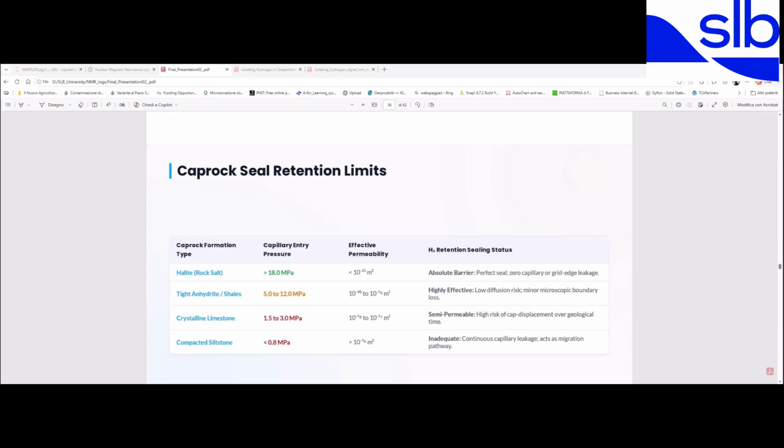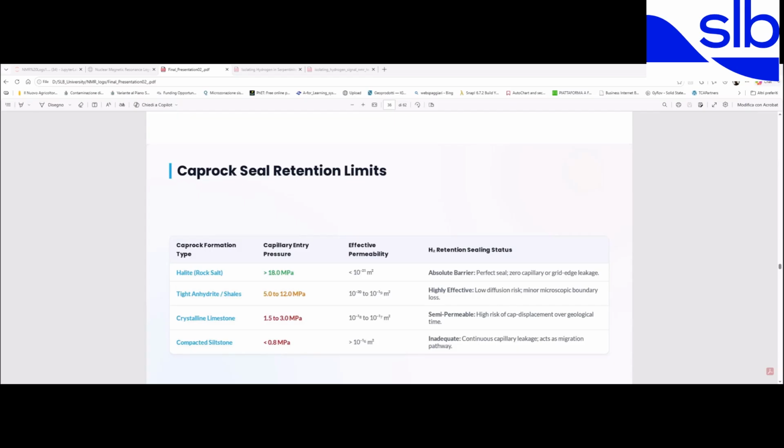The effective permeability drastically decreases to 10 to the minus 21, and it represents a perfect seal because you have zero capillarity and an absolute barrier. With anhydrite and shales, the capillary pressure is driven in this case by the depth of the cap rocks, the density of the rocks, and the effective lithostatic pressure, between 5 to 12 megapascal. The effective permeability is high, with low diffusion risk and minor microscopic boundary loss.